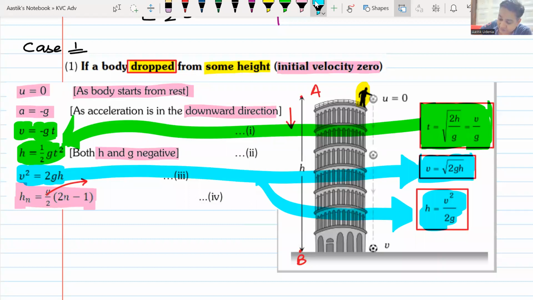So these are the important things about motion under gravity. I hope you have understood this. Yes or no? I'll give you 1 minute to note it down. Have you noted it down? Done, sir? So can I move on further ahead in life? Yes or no?